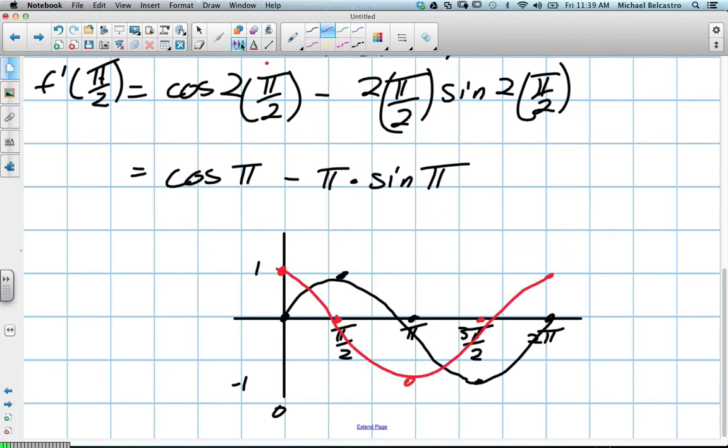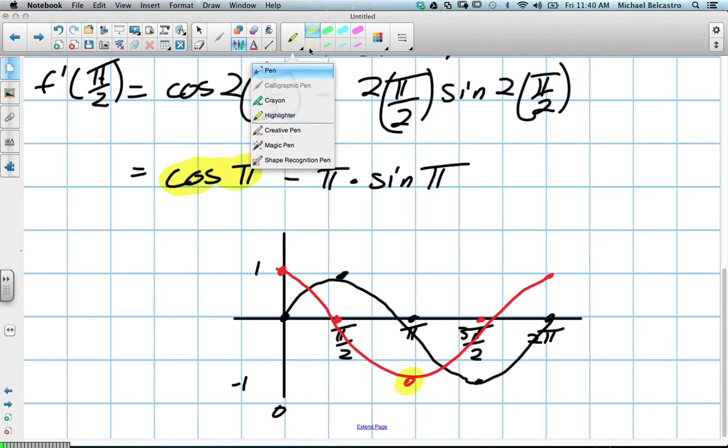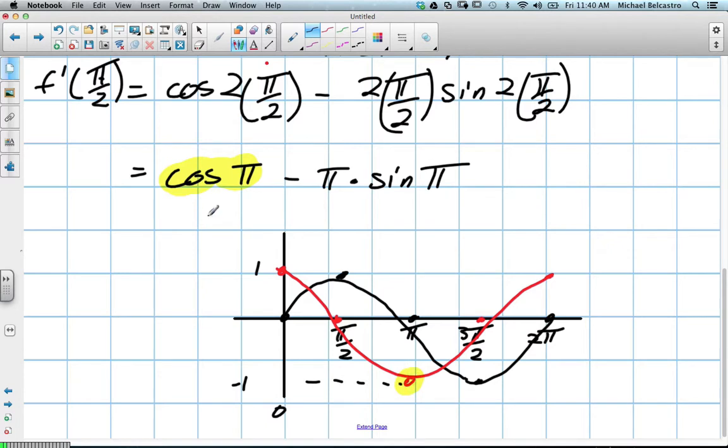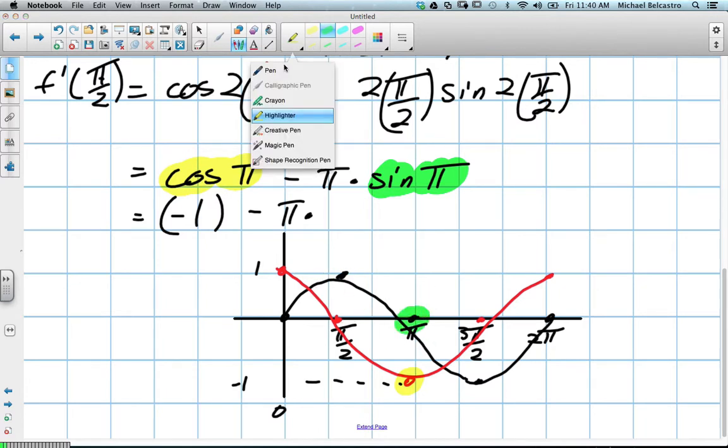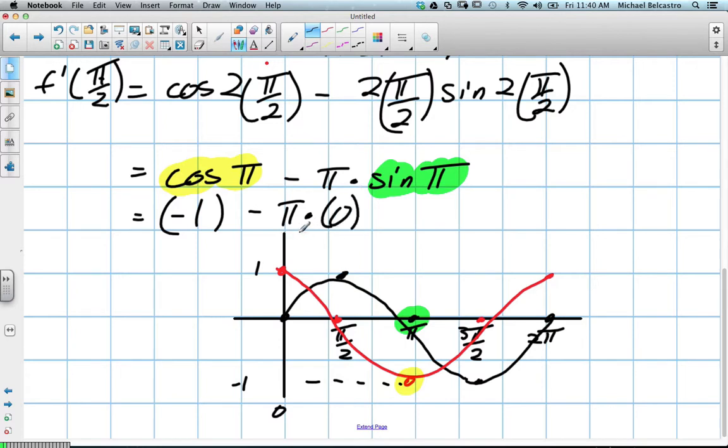So, using this information, cos, which is our red one, cos at pi is the value of negative 1. So cos pi is the value of negative 1 minus pi times sine pi. Well, sine at pi, it's the black one, is a value of 0. So pi times 0 is 0, which means this equates to negative 1 as our slope.